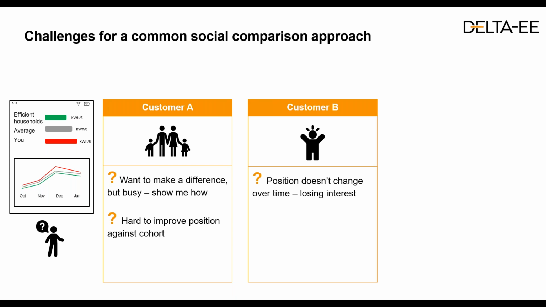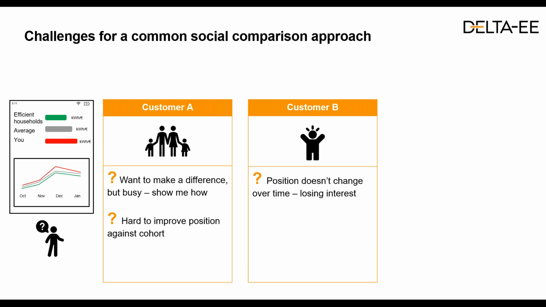What will customer B receive? Okay, because he lives in a modern flat, perhaps the insulation or the energy consumption is better than the average, but his position won't change over time. So he might feel discouraged because he remains at the same level over time, and soon he will lose his interest. And then the customer engagement will break.